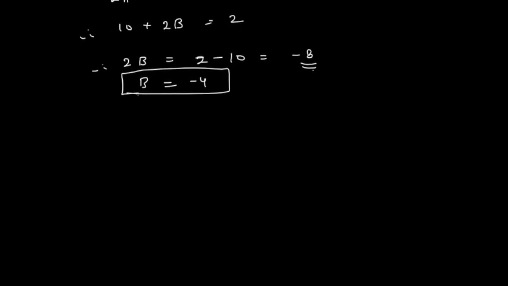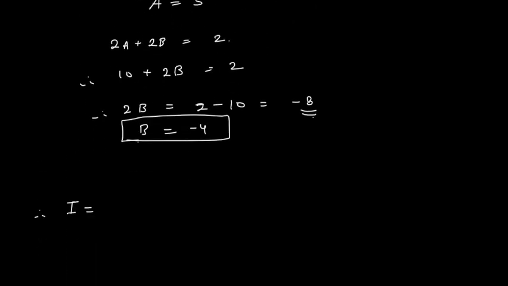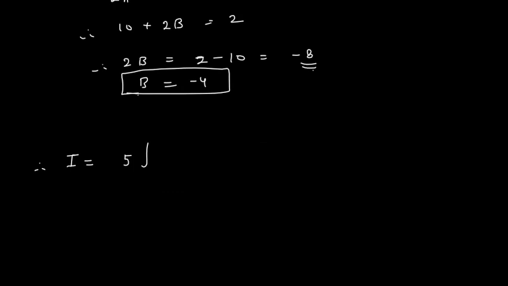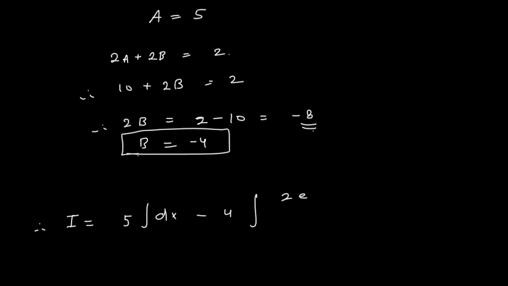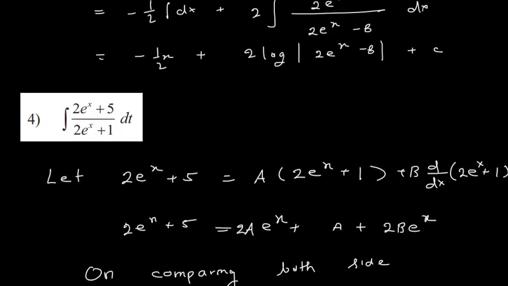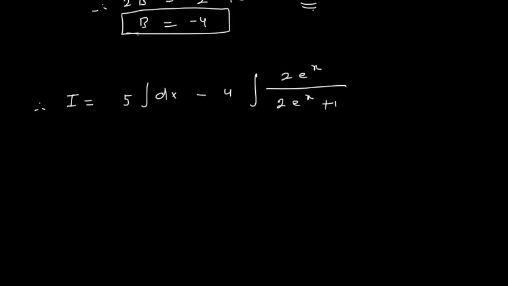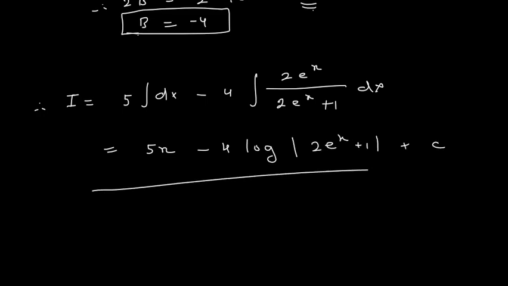So therefore our integration will be a which is 5. So it will be 5 into integration of dx minus 4 into derivative of denominator, which is 2 into e power x. So it is 2 into e power x divided by 2 into e power x plus 1 dx. So this you will get 5 into x minus 4 into log of 2 e power x plus 1 plus constant. So this is your answer I.